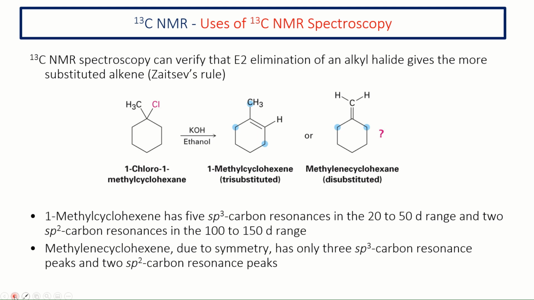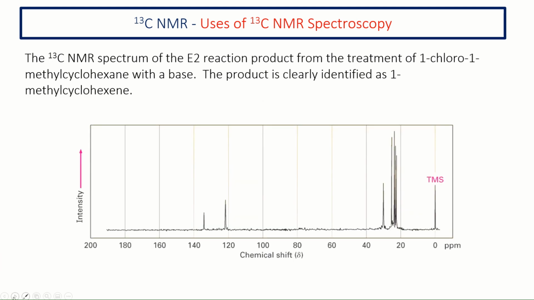Because herein we have two important vinyl carbons, but in addition to this, you can see that there are quite a lot more peaks than, for example, the methylene cyclohexene, because you can see here that this has got 1, 2, 3, 4, 5 signals, while the other species has got a lot more.